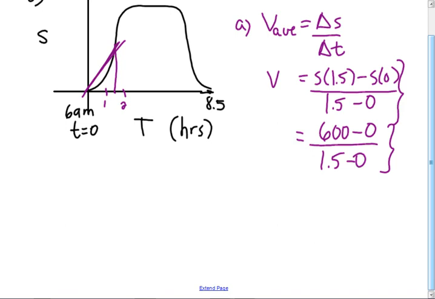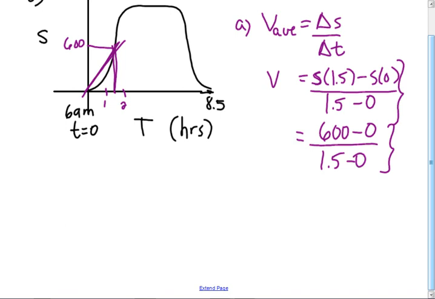Molly, do you have a question? I can't hear you. Oh, I did it. The 600 is right off here. I read it off my graph. Go up 1.5. You have to look at your picture. No, S of 1.5 is 600 miles per hour. You just have to read it right off the graph. It's this point right there. It's not S times 1.5. No, it's S of. Okay.